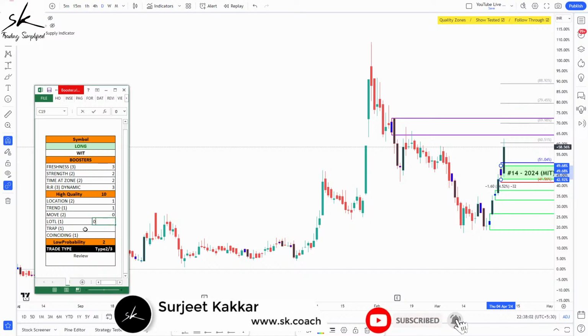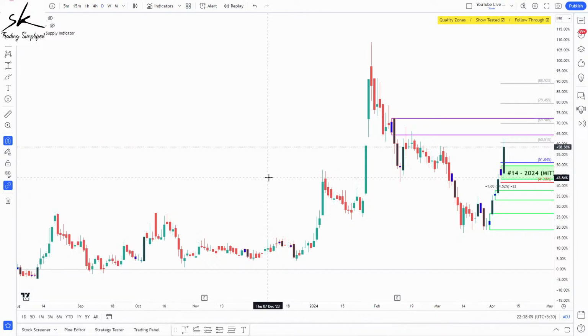It was not a case of level on top of level. We have already verified that. It is not even coinciding. We have already checked that. And this one, I think it will also get a score of 0 for trap.